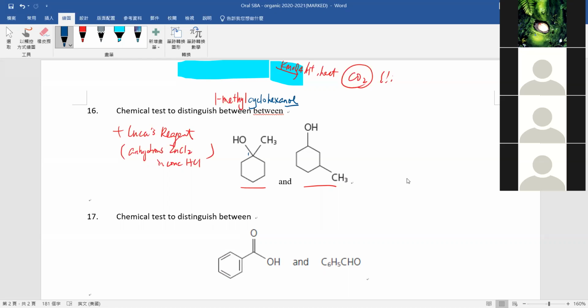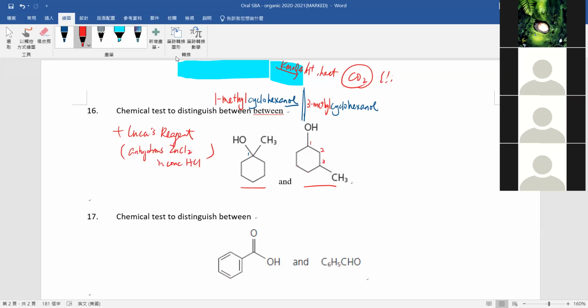How about the second one? Now, what happened to this for the observable change? And how about the other one? Again, we call it cyclohexanol, but they differ in the position of the methyl group. 1, 2, and 3. 1, 2, 3, 4, 5. Too large, it is 3 instead. 3-methyl cyclohexanol.